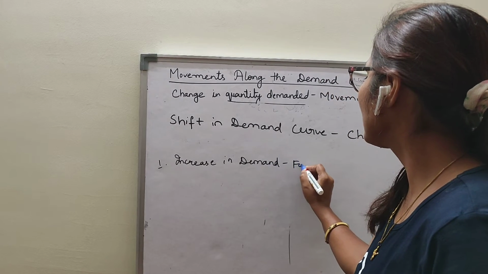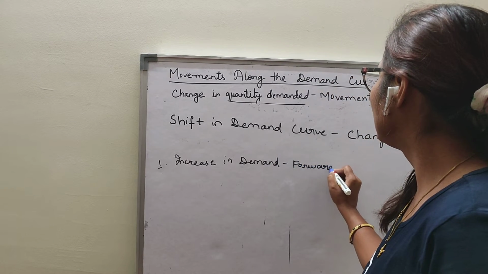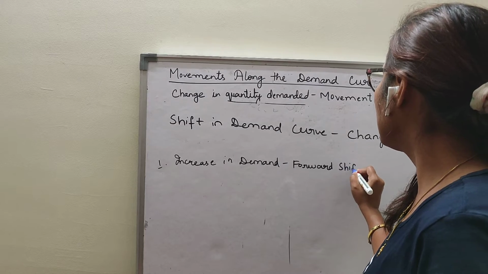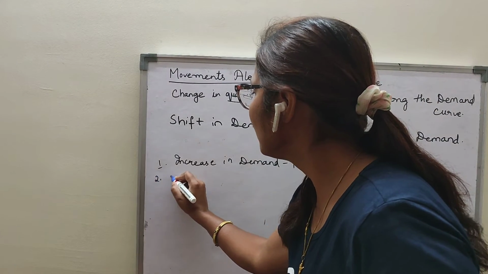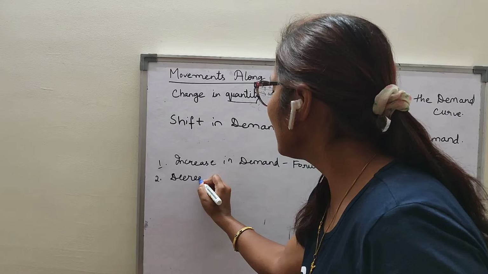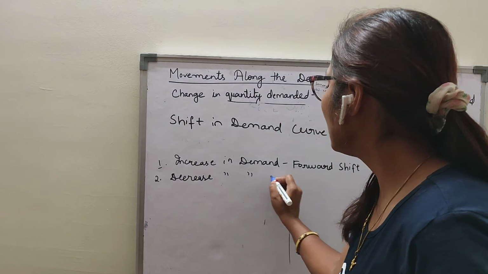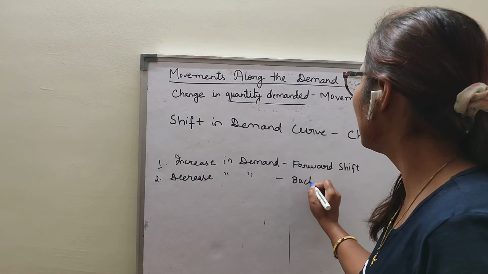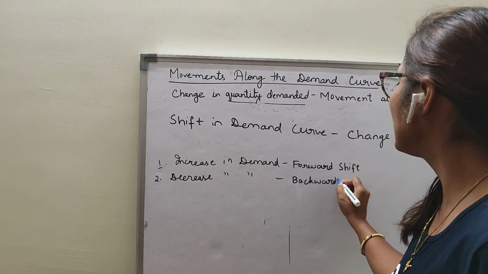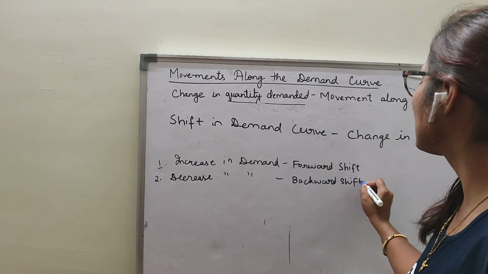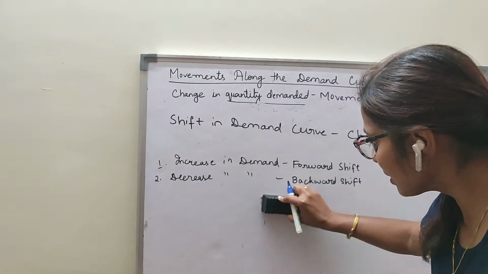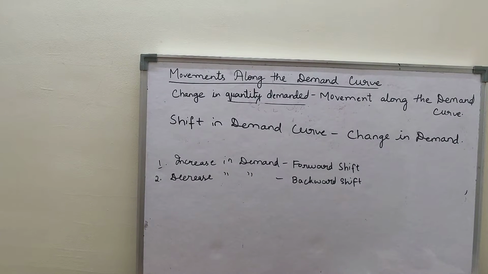That is the forward shift. And second is the decrease in demand, that is the backward shift. Clear? Just write the full sentence, full word, because marks will be deducted in the exam. So, increase in demand. Okay.